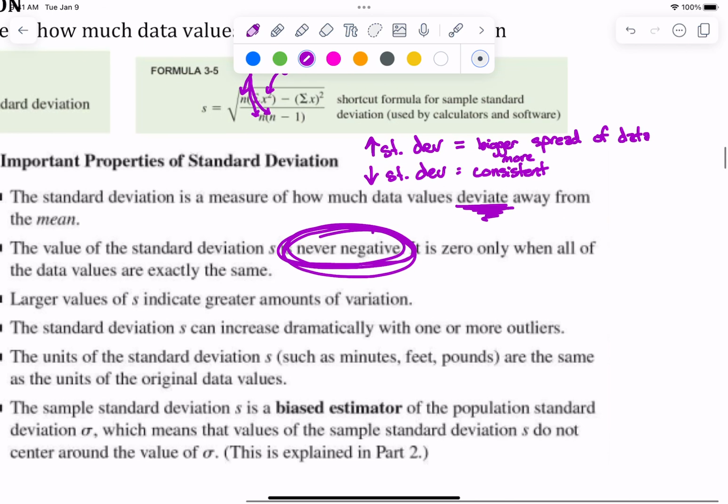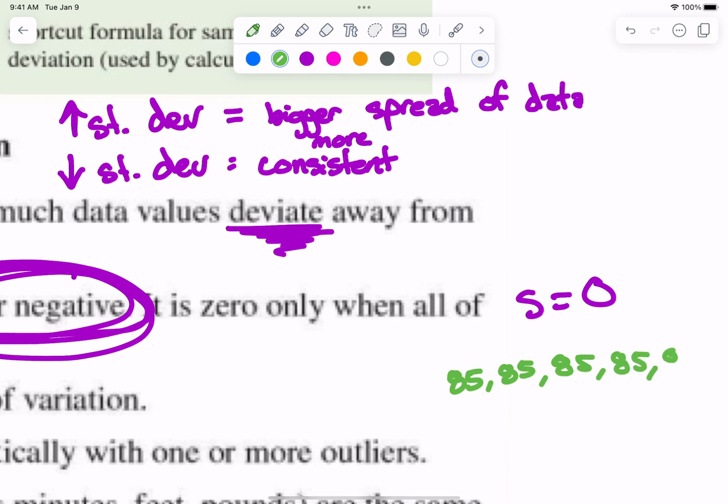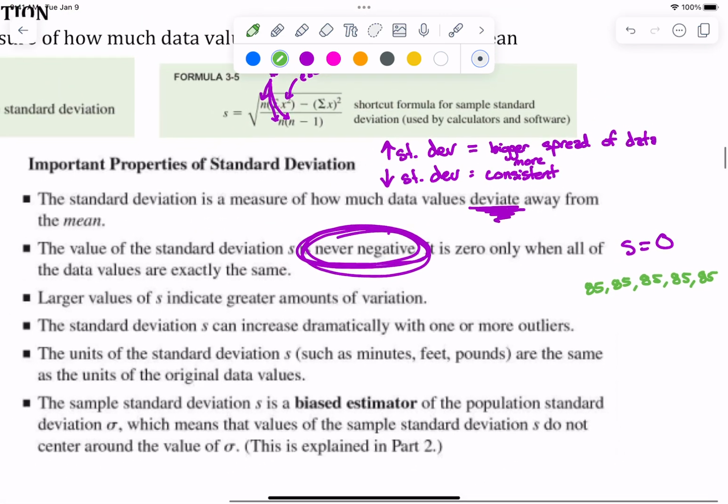Okay, what happens if your standard deviation is 0? Your deviation is 0. My data would look like an 85, an 85, an 85, an 85, 85. All of my data would be 85s if I have a deviation of 0. It's not deviating at all, right? To deviate means to be different. We have no differentiation, so our deviation is 0, okay?